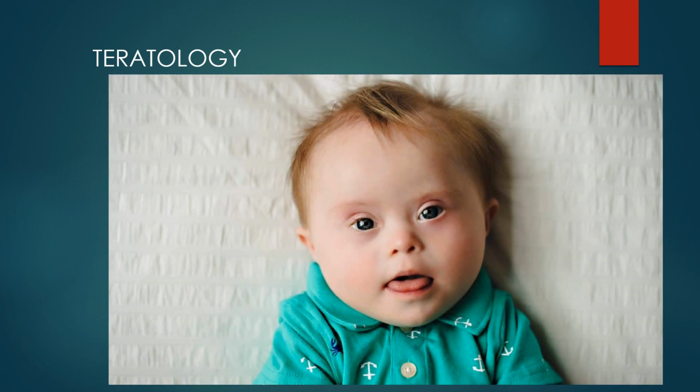This picture right here is of a baby with Down syndrome, and in teratology, you get to learn the features that such babies have. For example, having a flat face, a tongue that tends to stick out, malformed ears, moderate mental retardation, and this Down syndrome is caused by an extra chromosome.